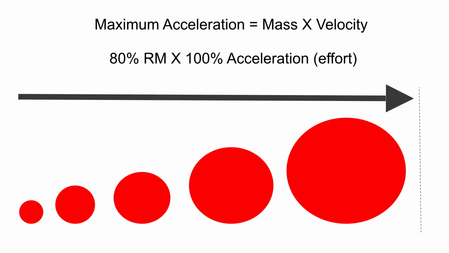Now, let's assume we have the same weight, but we are going to give it a 100% effort towards moving the weight as fast as possible during the bicep curl. In order to accelerate the load as fast as possible, your body has to recruit more motor units. Therefore, to move the same 80% of your 1RM as fast as possible, your body could recruit up to 100% of its muscle fibers.